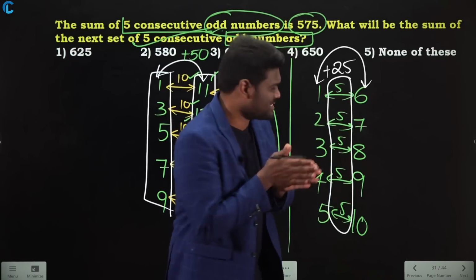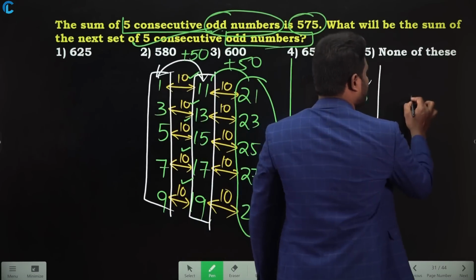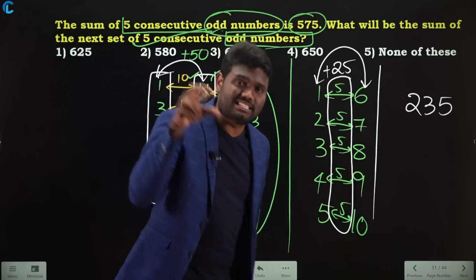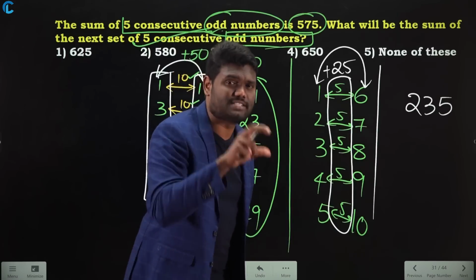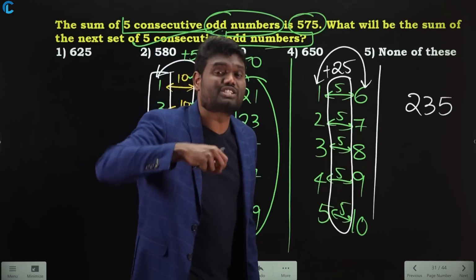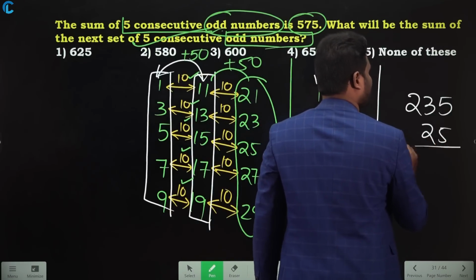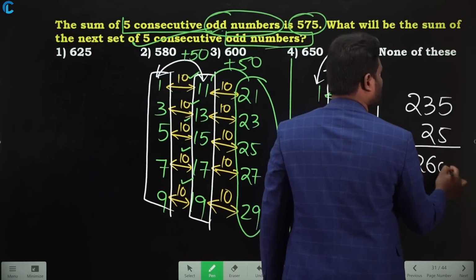Now, whenever you have questions in this way, if they tell you the sum of the first 5 numbers is 235, what is the sum of the next 5 numbers? I told you to do the square. So 5 means 5 square, which is nothing but 25. So I can say the answer is 260.